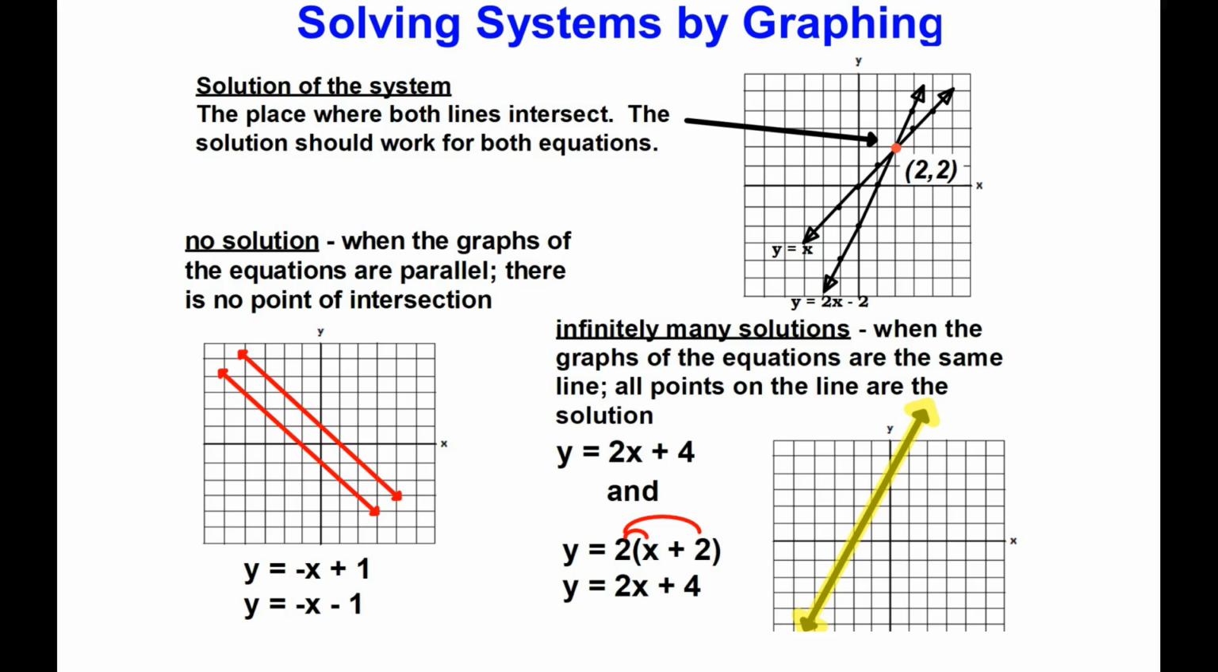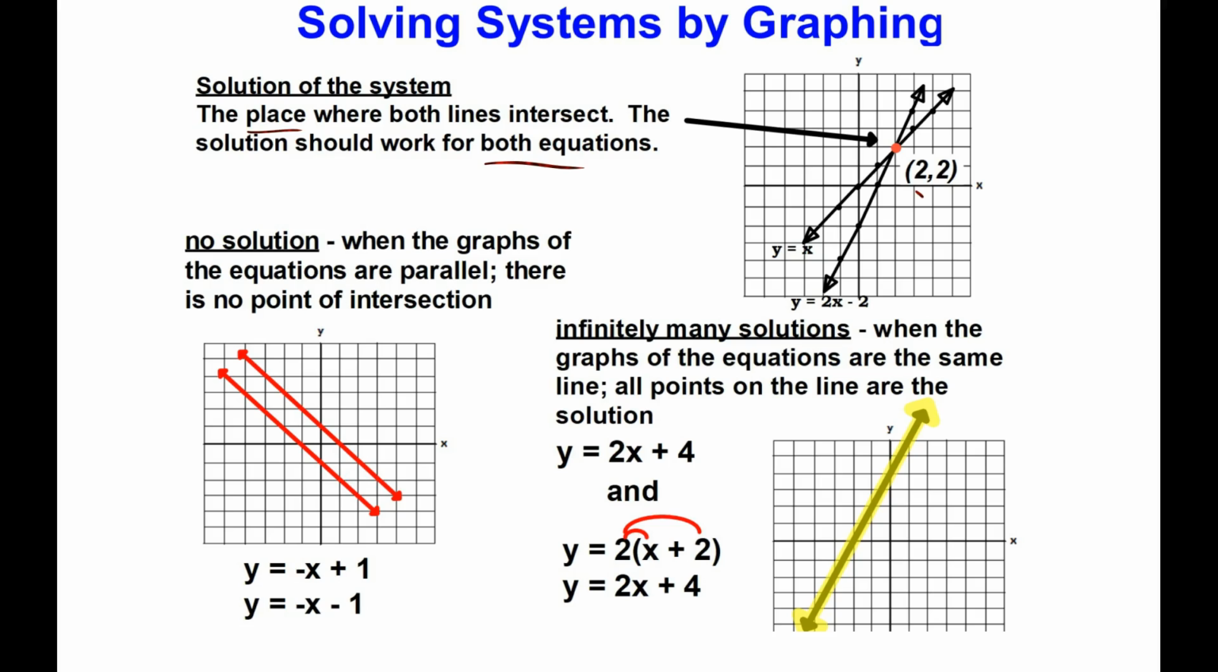All right, solving systems by graphing. Let's review. If we solve a system of linear equations, linear means makes a line, by graphing, the solution is the place where both lines intersect. The solution should work for both equations. In this system, y equals x is the equation of this line. Y equals 2x minus 2 is the equation of this line. The solution will be (2, 2), and it should work for both equations.